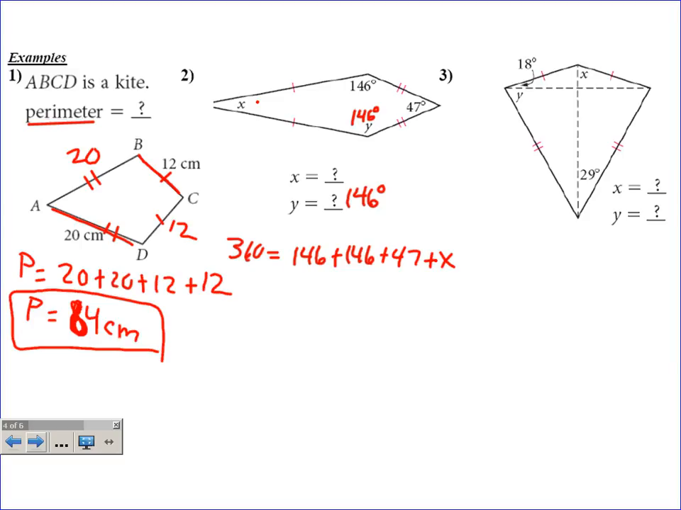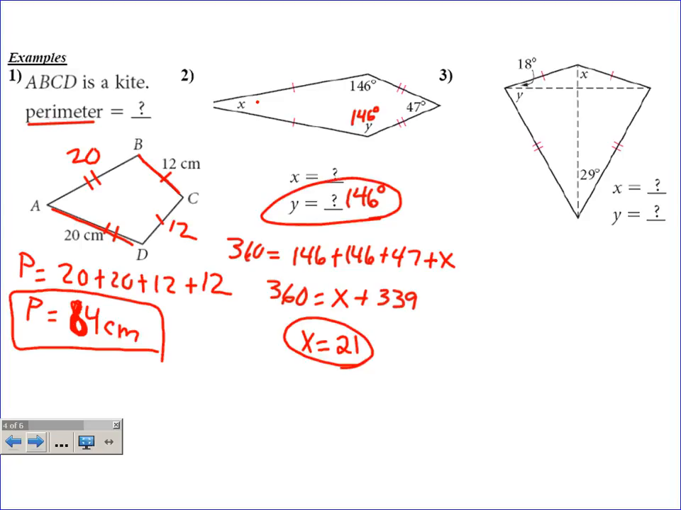Okay. So all the interior angles sum together to be 360. When I simplify this, 360 equals x plus, what's this going to be? I'm sorry, 339? Yes. Okay. When I subtract 339 from both sides, x equals, what, 21? Yes. So there's my x, there's my y, let me put this over here just to find it as well. Does that make sense? That's kind of what we've been doing this week already.